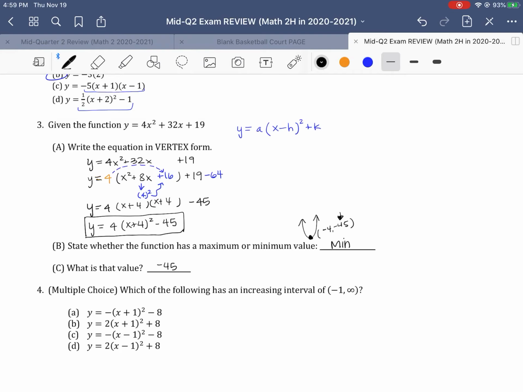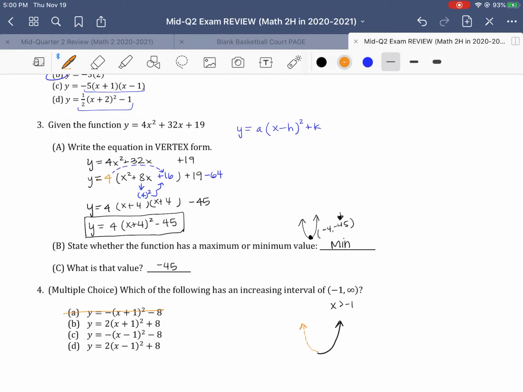Last one on page 1, which of the following has an increasing interval of negative 1 to infinity? So if we're looking at that, again, we want to know if it's opening up or down. And if you look at this part A, it has a negative out front, so this one's opening down. This one's opening up, right? We can kind of tell this one's opening down, this one's opening up. So if I'm going to have an increasing interval of negative 1 to infinity, that means that x is always greater than negative 1, right? So that means that it's increasing on the right-hand side of the graph. So if that's the case, that means this must be a parabola that's opening up.